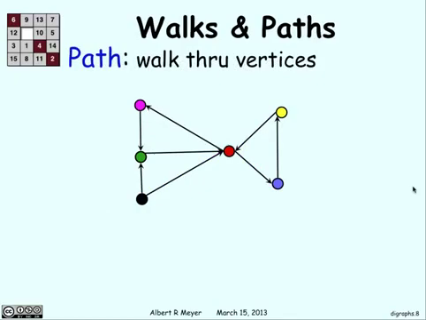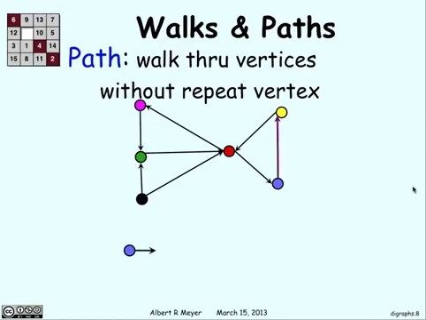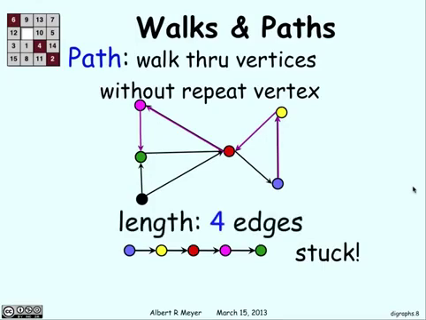A path, on the other hand, walks through vertices without repeating a single vertex. So, for example, we'll start at blue, you can go yellow, you can go red, you can go pink, you can go green, but then we're stuck. You can't go back to red; we've already been there. So that would be the end of our path. If we went to red again, then it wouldn't be a valid path anymore. And here our length is 4 edges, not 5 vertices.